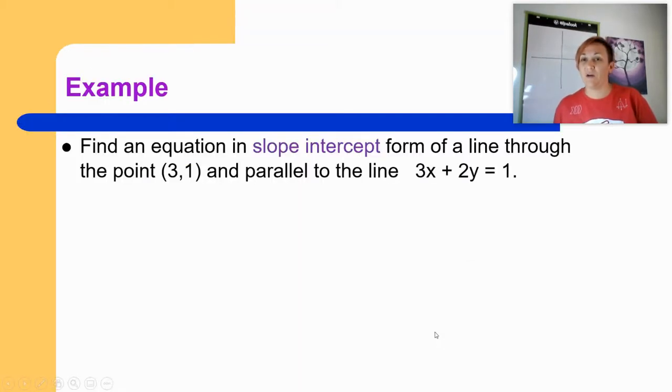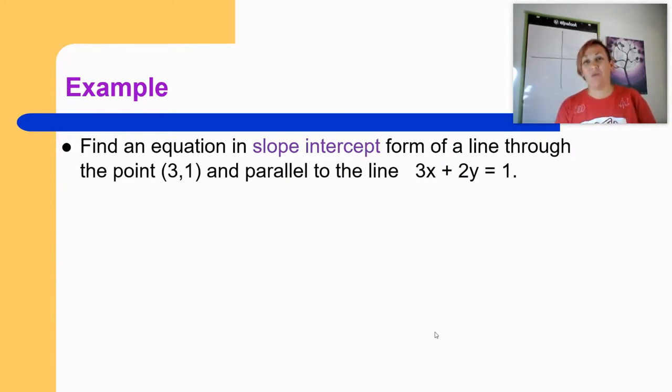Don't forget to pause the video so that you can write down the problem. In this question, I'm asking you to get me an equation in slope-intercept form. And I want that equation to represent a line that goes through the point 3, 1, and that is parallel to the line that you get when you graph 3x plus 2y equals 1.